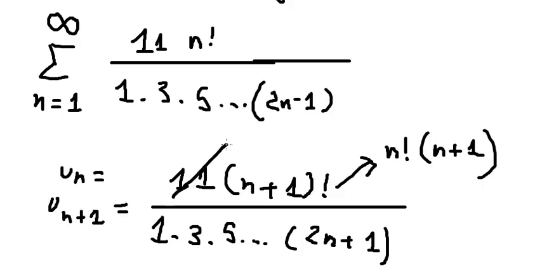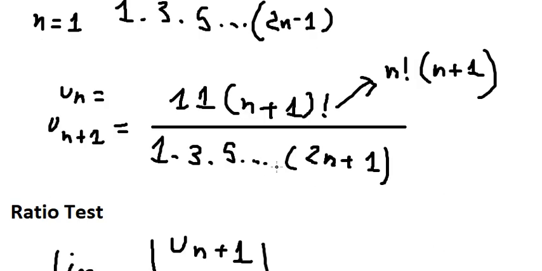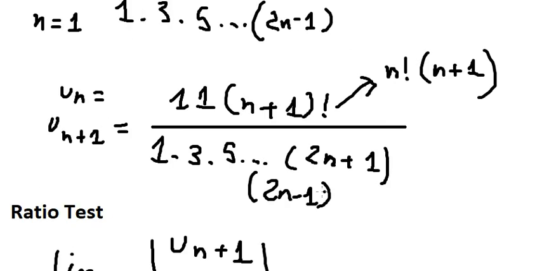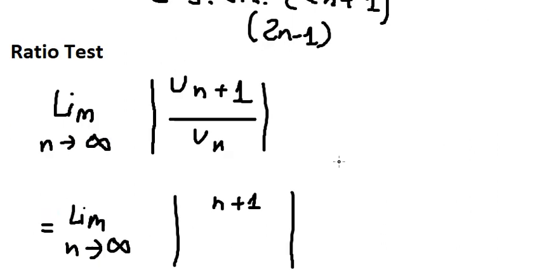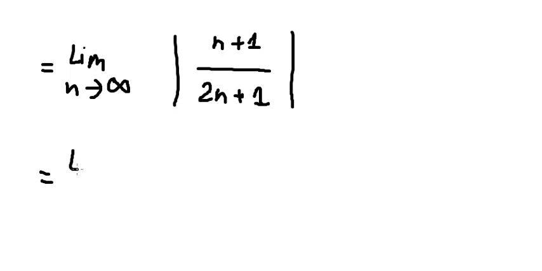11 we simplify. So in here we have n plus 1. The next one, in this one, we will have 2n minus 1. So this one in here, simplify this one in here. So now we just have only 2n plus 1. Now we can divide by n on numerator and denominator.